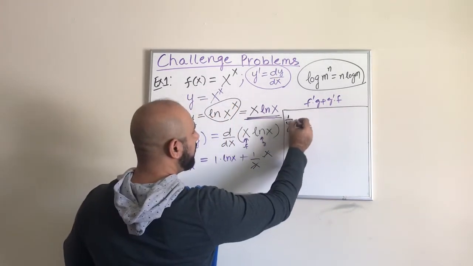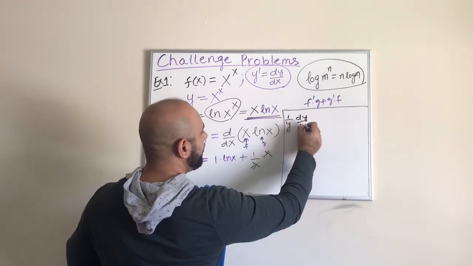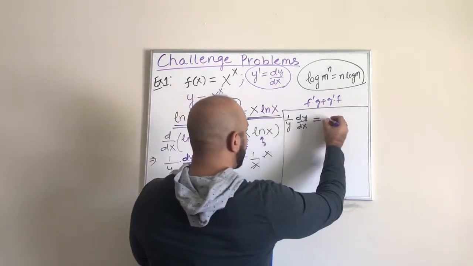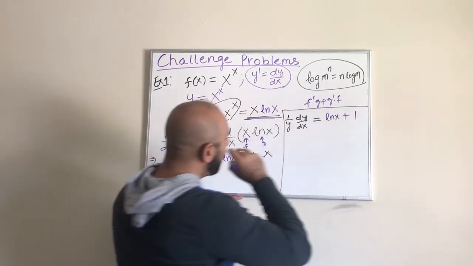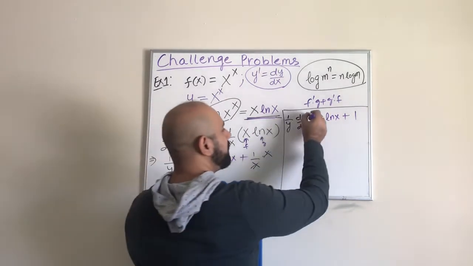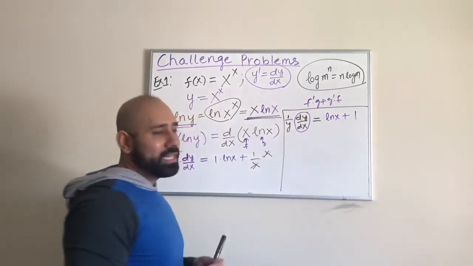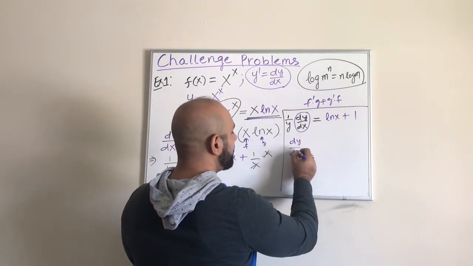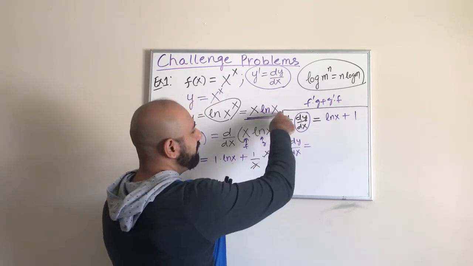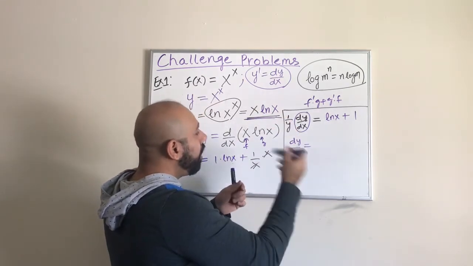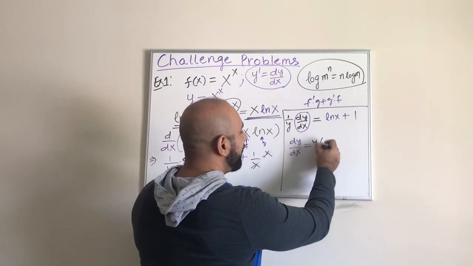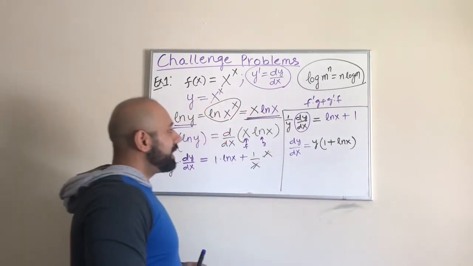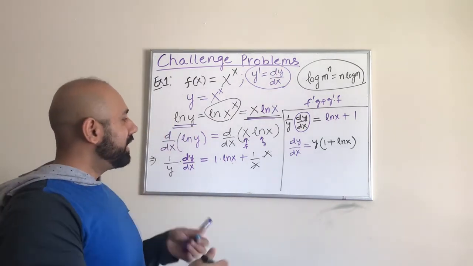So it is 1 over y times dy over dx equals 1 times ln of x, which is just ln of x, and then plus 1. I need dy over dx. To get dy over dx by itself, I have to multiply both sides by y. So if I multiply both sides by y, I get dy over dx equals, on the left hand side, the y's will cross out. On the right hand side, the y will stay, so it's y times, maybe I can write it like 1 plus ln of x. Guys, it does not matter. You can leave it ln x plus 1, but I like to have the constant first and then the log function.